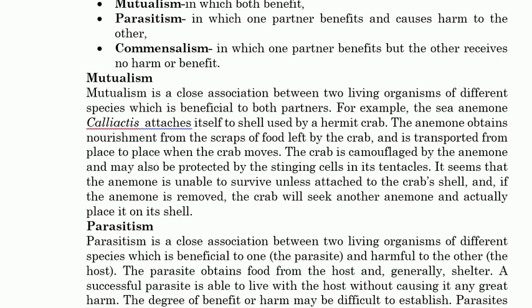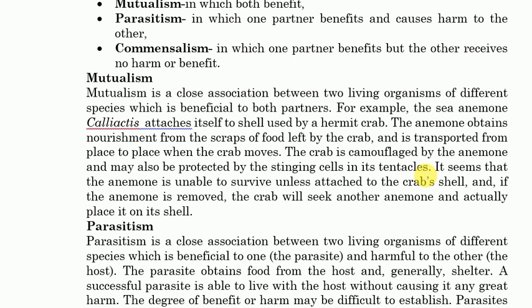For example, the sea anemone, by scientific name Calyactis, attaches itself to the shell used by a hermit crab. Now you see, an anemone attaches to the shell of a crab. Now let's see how they are benefiting each other. The anemone obtains nourishment from the scraps of food left by the crab and is transported from place to place when the crab moves. And the crab is camouflaged by the anemone and may also be protected by the stinging cells in its tentacles.